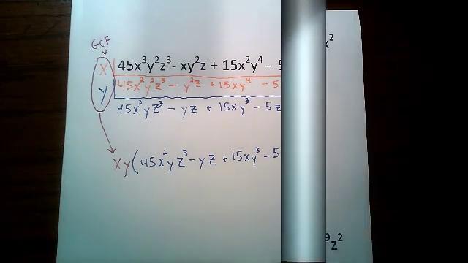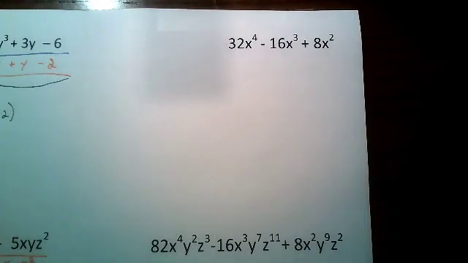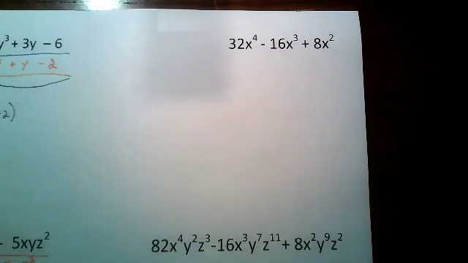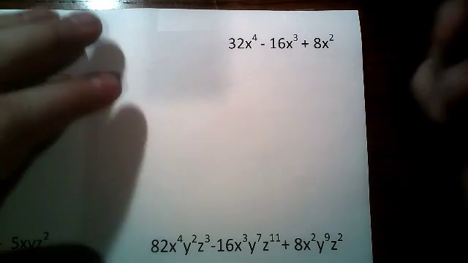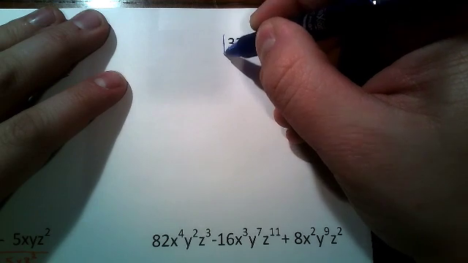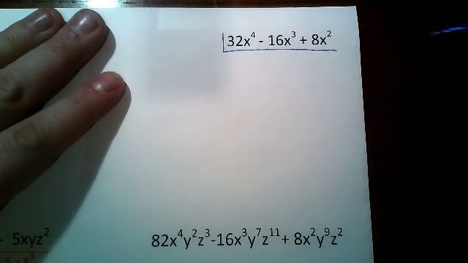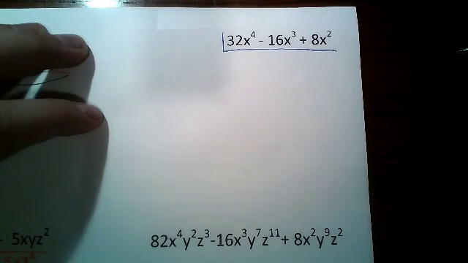Alright, I'm going to do this one, and you might start doing it a different way, but I want you to see what happens when I do it this way, okay? It's not necessarily a mistake, but I'm going to show you what could happen if you don't take out everything that you can your first go around. So I've got this polynomial here, 32x to the fourth minus 16x cubed plus 8x squared.